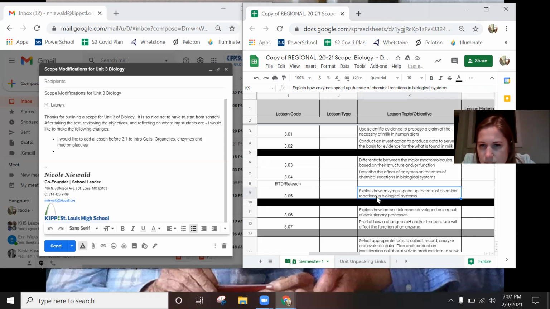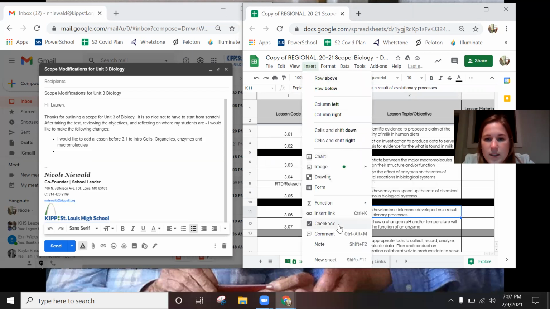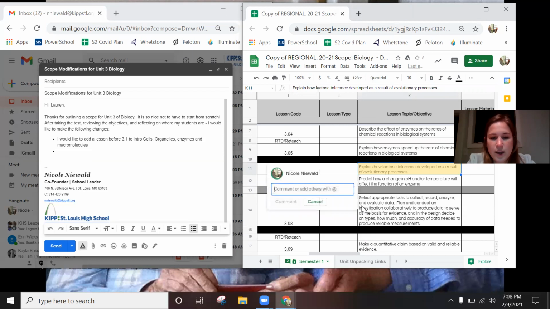Explain how lactose tolerance developed as a result of evolutionary processes. Ooh, I love this. This is a great topic that spiraled in last unit. This is something that I can review for the EOC too. So I'm going to insert a comment and make a note to myself to activate prior knowledge, and can't spell. We're going to keep going and have kiddos define natural selection and evolution. That's going to be really cool to see if they can make that connection.